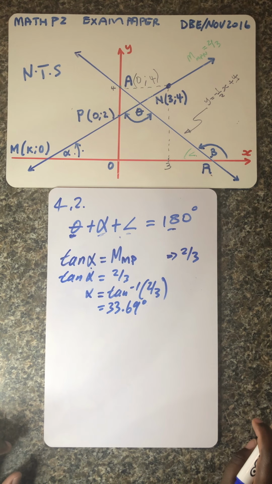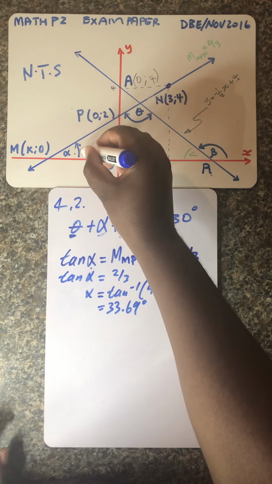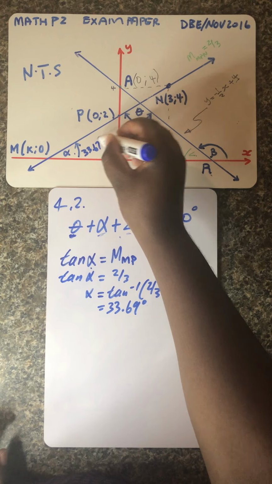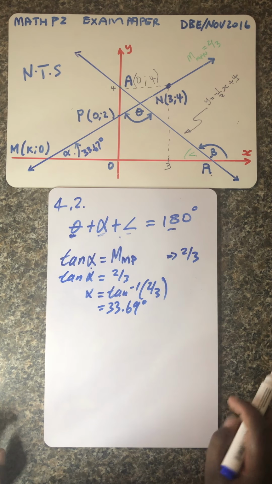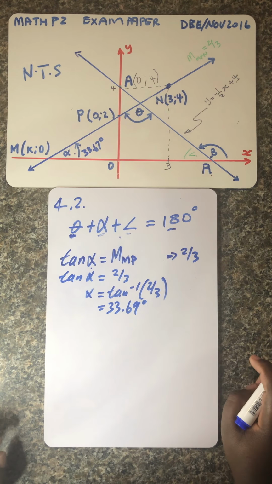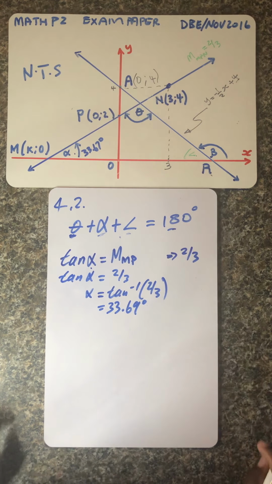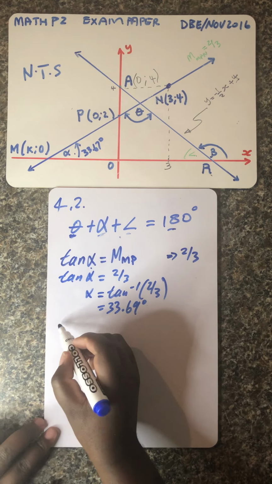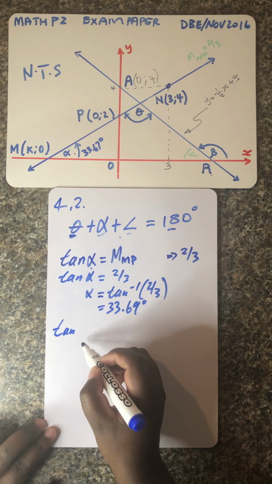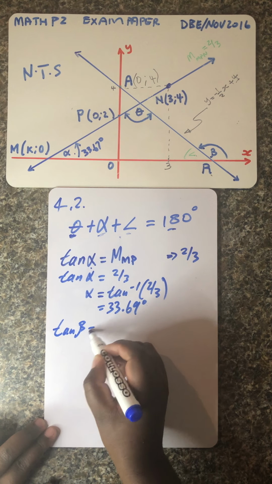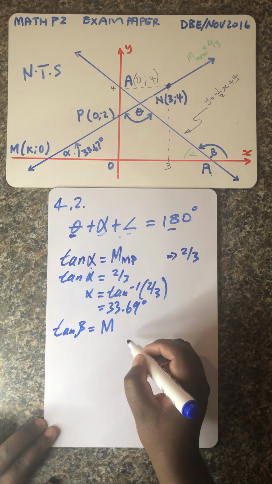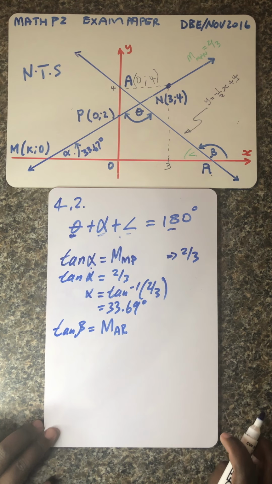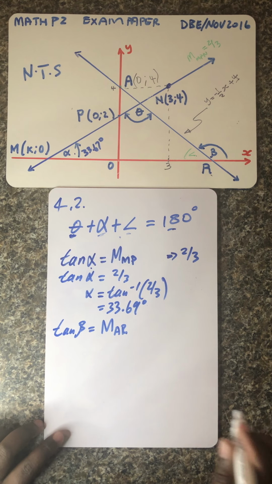So guys, now that we have calculated this angle is 33.69 degrees. Okay, let's now use the same approach to calculate the angle for that line AR. So that means tan of beta will be equal to the gradient of AR. Okay, so guys, let's see.